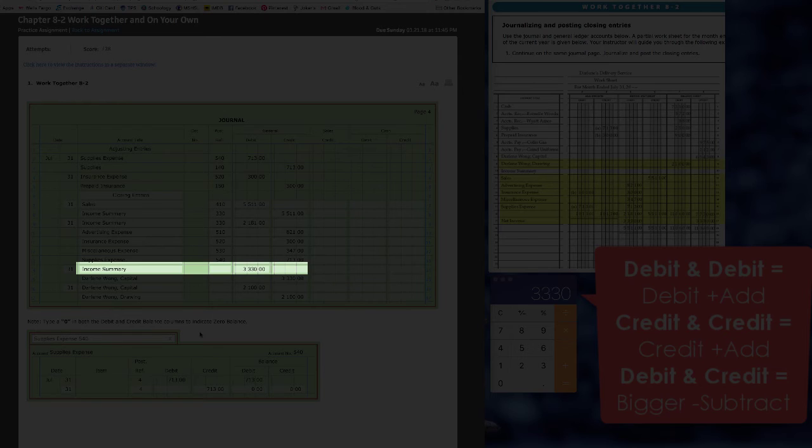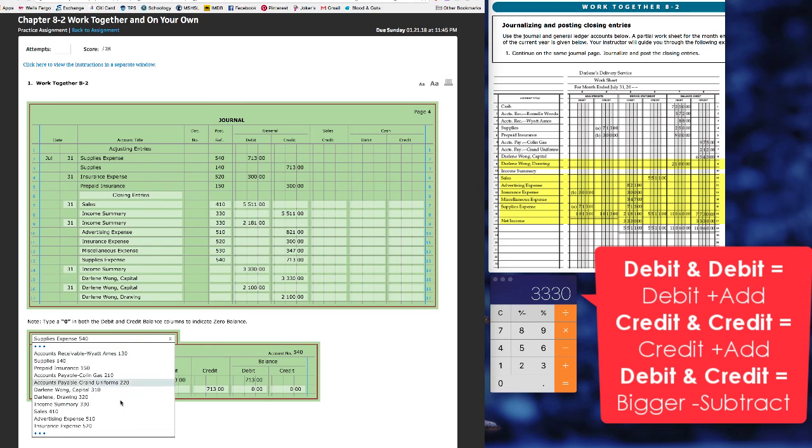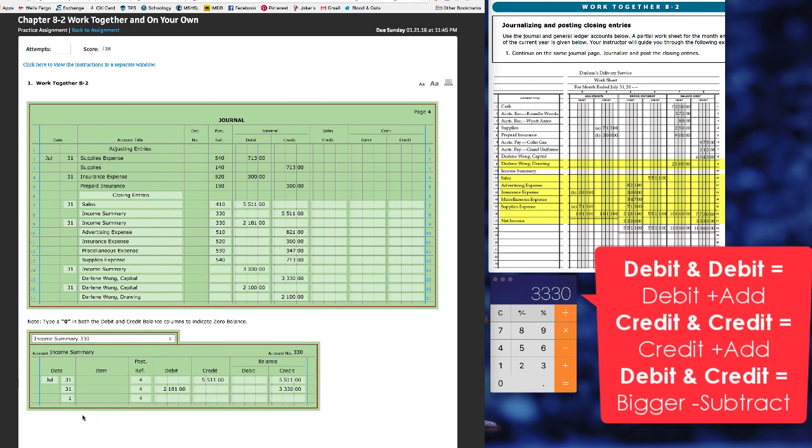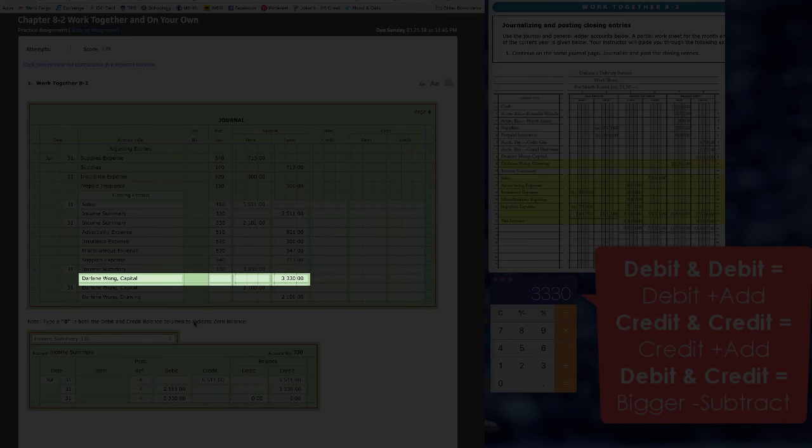And now I'm back to income summary. So when I go up to my income summary, my last one on the 31st, page 4, it was a debit of $3,330. So debit, $3,330. I've got a credit and a debit, and when I subtract them, I'm all set. I'm 0, 0, closed out. Bring my 330 up to the top.